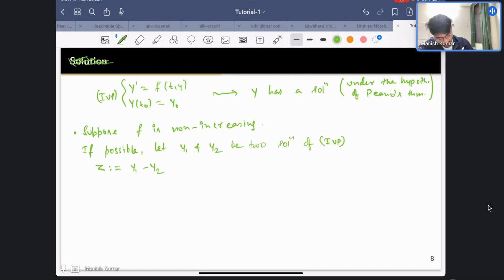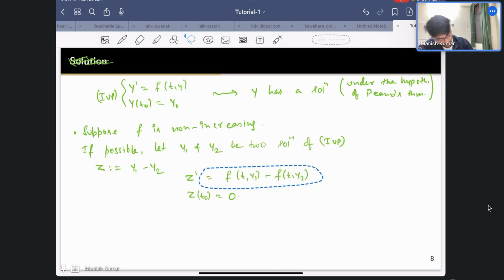Then if you substitute in this equation, you can evaluate what z prime is. So z prime is y1 prime minus y2 prime, and that is equal to f(t, y1) minus f(t, y2). And this z at t naught will be 0, right? So this is another initial value problem that we have. Let's call this star dash.